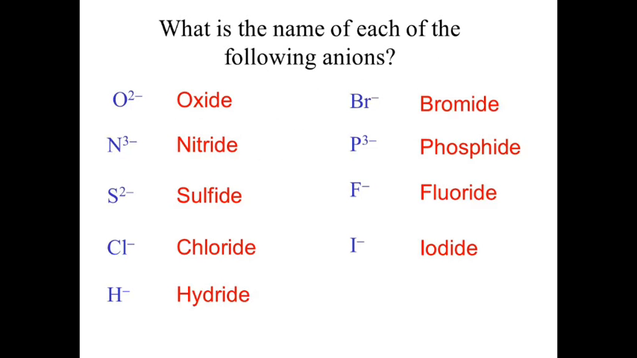All right. So you probably already have these. These might come in handy. These are just the monoatomic anions. They are the nonmetals, and you know the charges because of the group they're in. So, instead of oxygen, it's oxide. Nitrogen is nitride. Sulfur is sulfide. Chlorine is chloride. Hydrogen is hydride. Bromine is bromide. Phosphorus is phosphide. Fluorine is fluoride, and iodine is iodide.